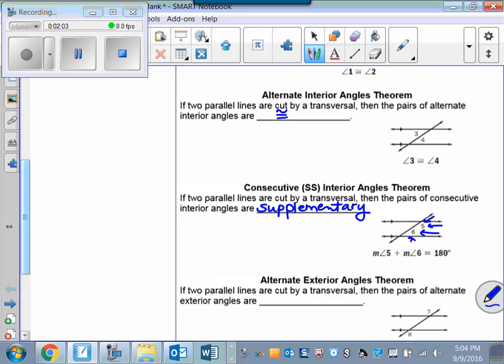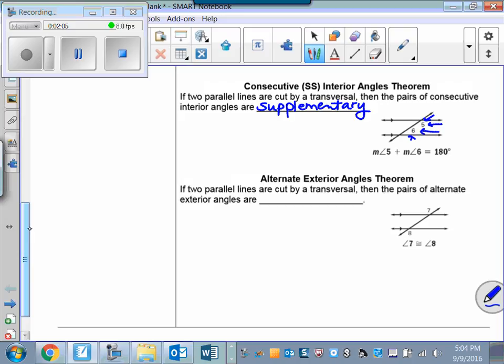All right, how about alternate exterior angles? Well, as you would probably expect, alternate exterior angles, when the lines are parallel, are congruent. So remember this, you've got 3 of the sets that are congruent: your corresponding angles, alternate interior angles, and alternate exterior angles. And the one set, the consecutive or same side interior angles, are supplementary.